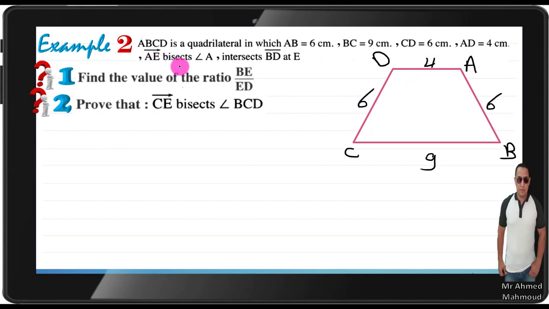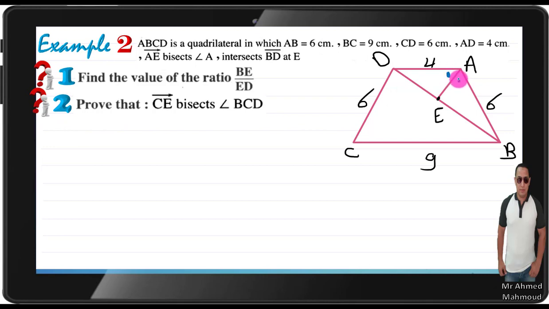AE bisects angle A and intersects BD. So I'm going to connect BD first, and I'm going to connect AE like this. This point is called E. Now find the ratio between BE and ED. It is very easy.